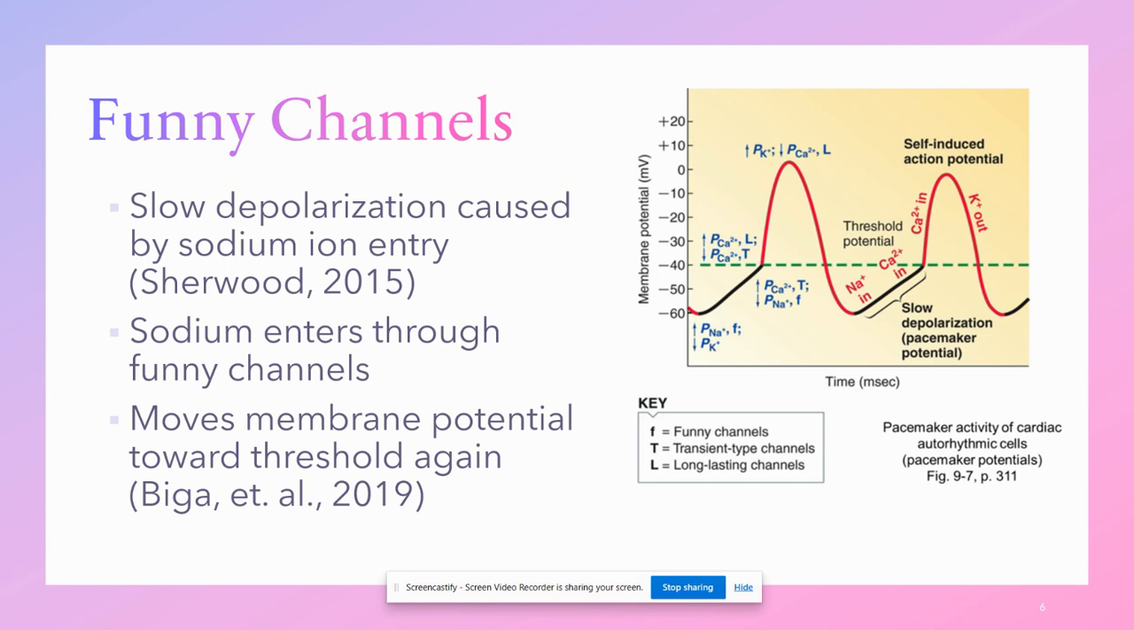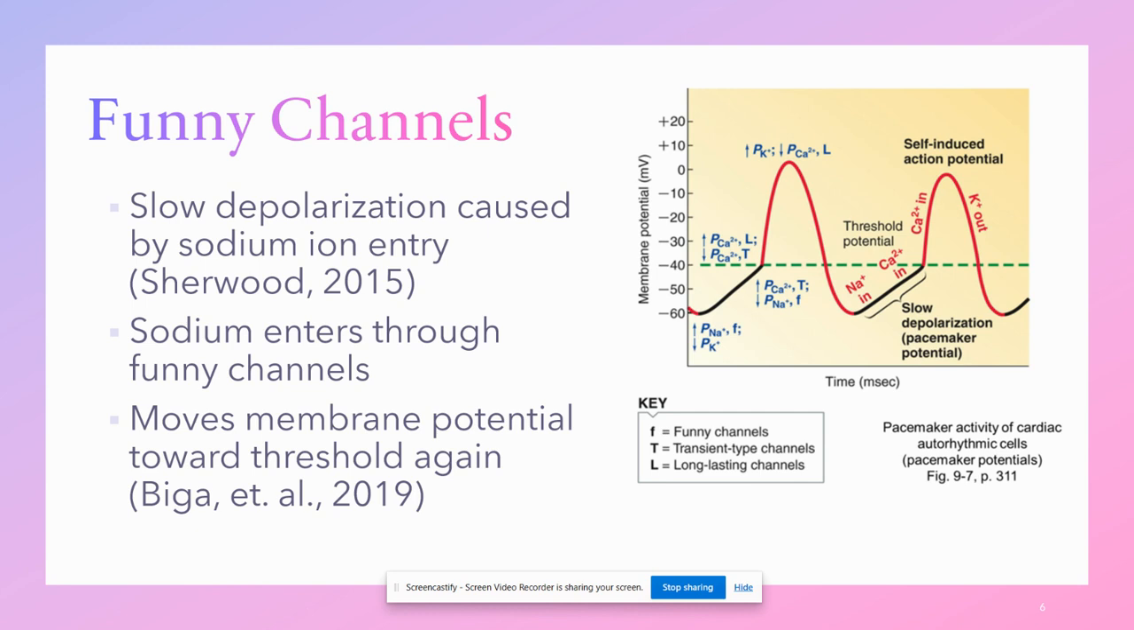However, these cells are kind of the opposite. So when these channels are going to open, it is when the potential becomes more negative during hyperpolarization. So this dip down, we get more negative. Our funny channels are going to open. They're going to allow sodium to enter the cell, slowly becoming positive to reach that threshold and send the next action potential.